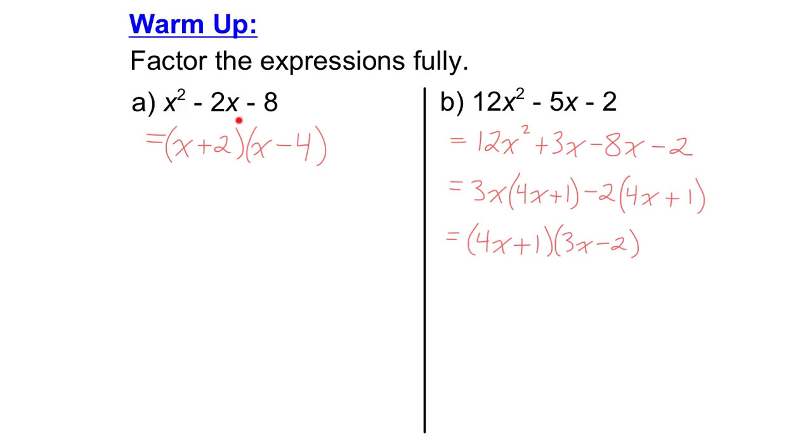The first one is a simple trinomial, so I need to find two numbers that multiply to -8 and add to -2. It's +2 and -4. So here's the factored form.